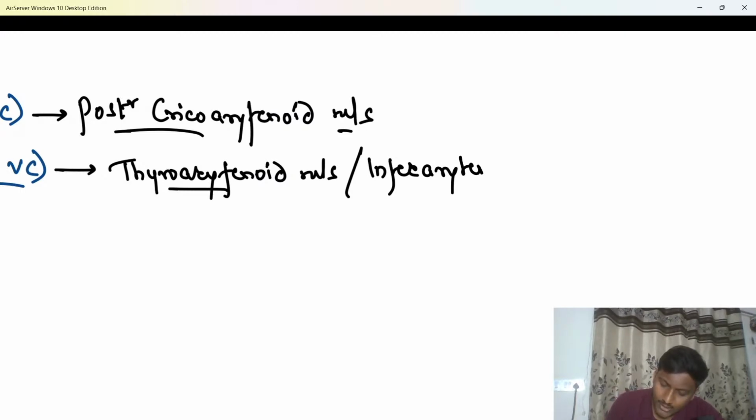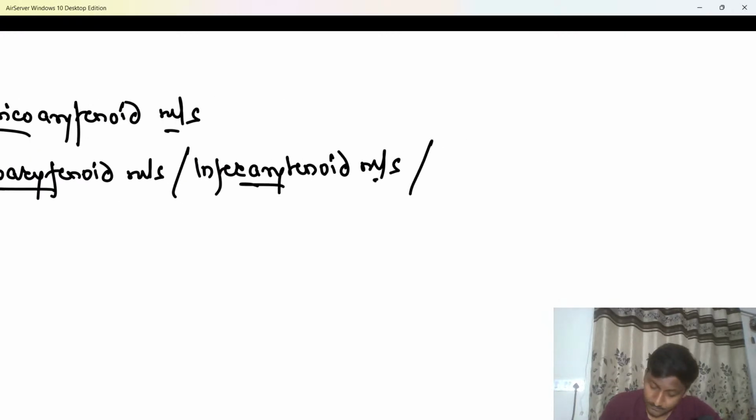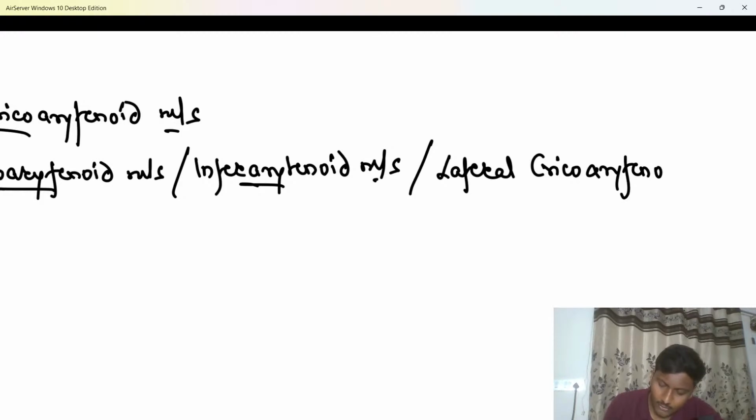We had 2 arytenoid cartilages. So a muscle which is going to connect both these arytenoid cartilages will be called the interarytenoid muscle. Then the third one is the LCA. What is LCA? LCA is nothing else but the lateral cricoarytenoid muscle.